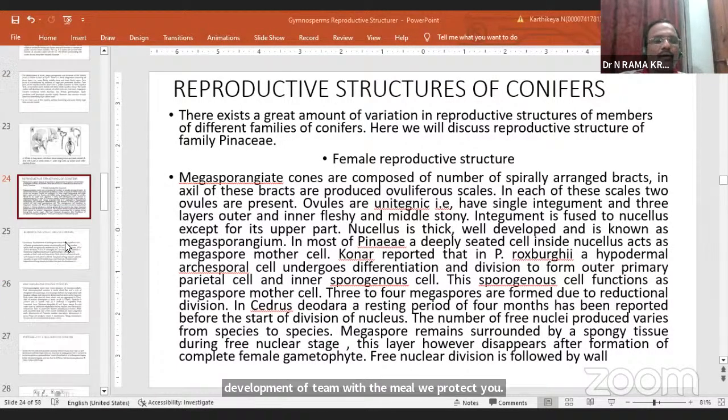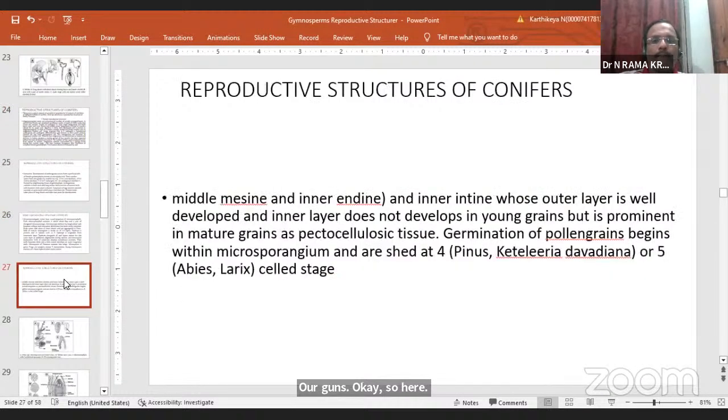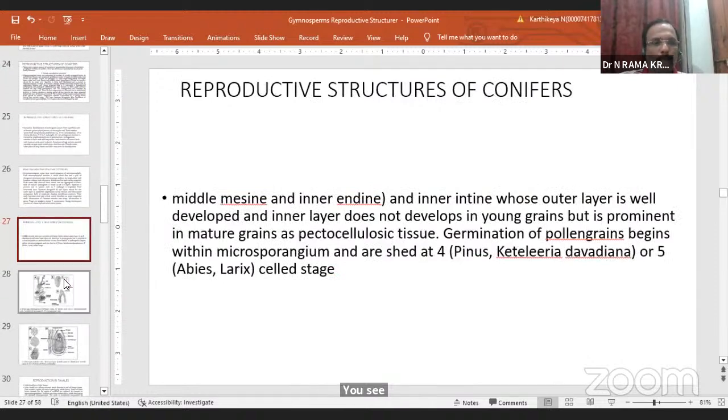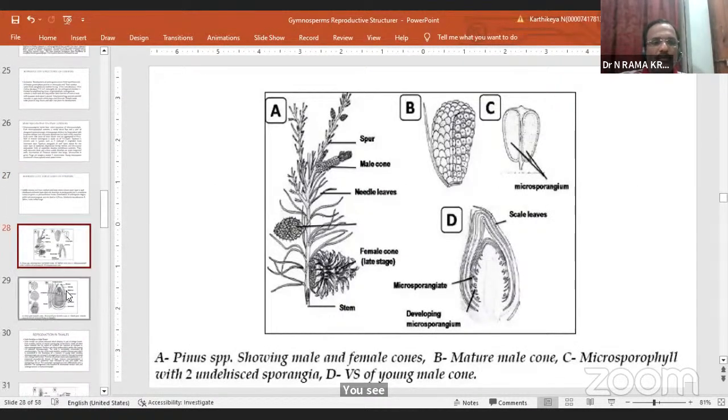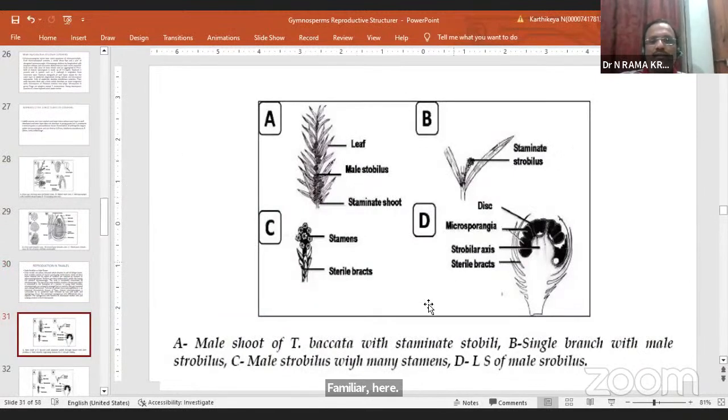Okay, so here you see the female and the male. Here I am showing the staminate strobili, the male strobili. See what the variations are.